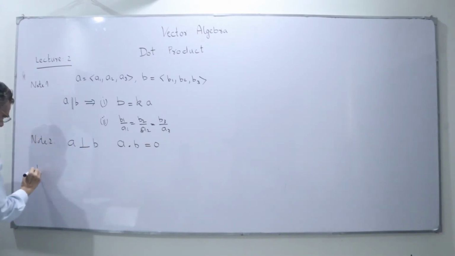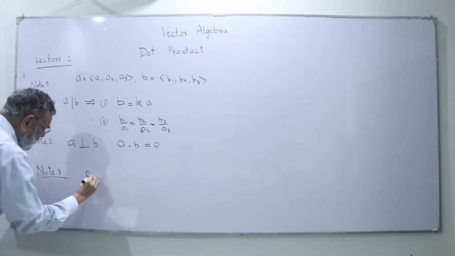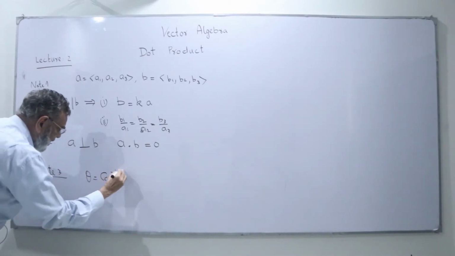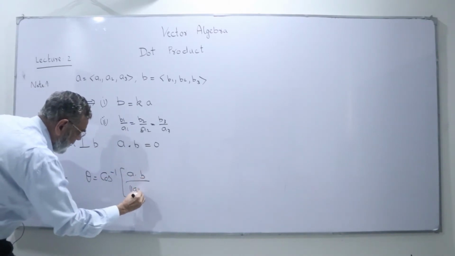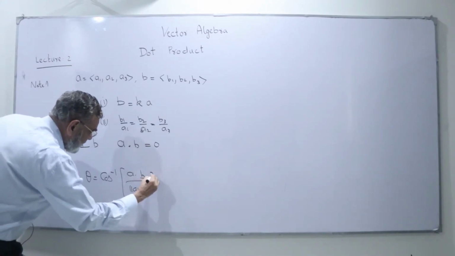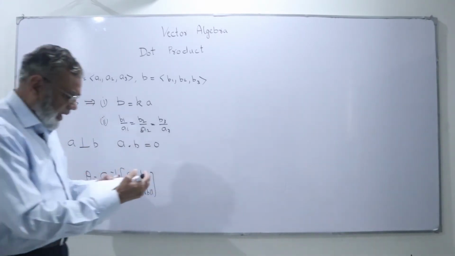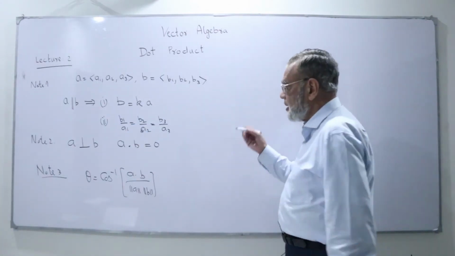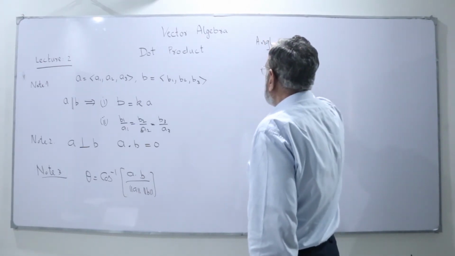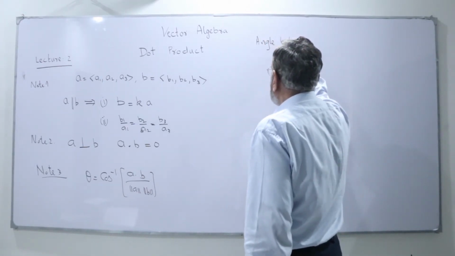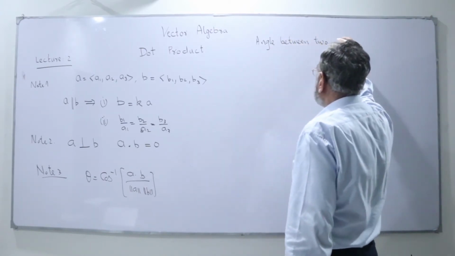Note 3 is, I want to find the angle between two vectors. As I mentioned before, theta is equal to cosine inverse of A dot B over the magnitude of A into the magnitude of B. I will show you with the help of examples how we can apply this to get the angle between two vectors.